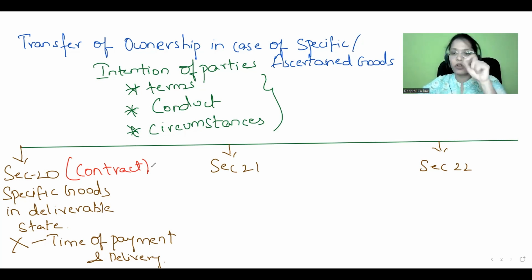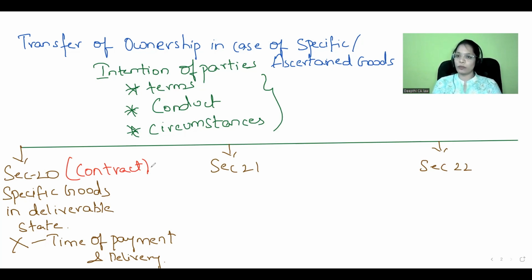You will still be called the owner of that good. Why? Because in case of specific goods which are in deliverable state, when you make a contract with the other party, then only you will become the owner of that good. So you made a contract, you became the owner. So time of payment is not mandatory.